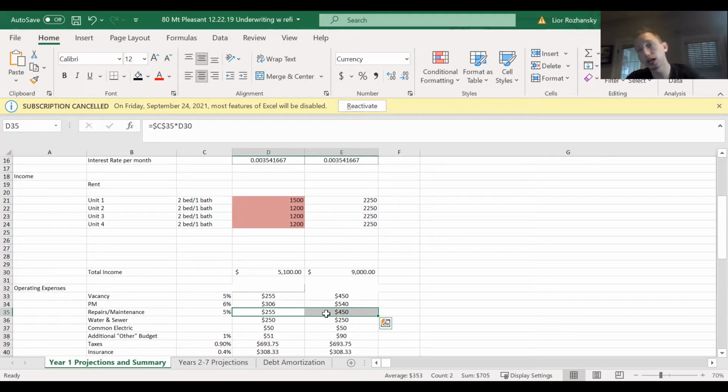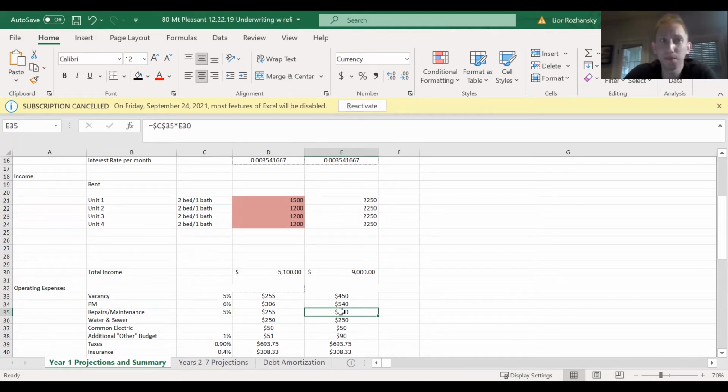Now, if you read books and podcasts, that's what a lot of people do. But if you actually think about it, that doesn't really make sense. It doesn't make sense that I would incur only $250 in maintenance at first, and then all of a sudden, because I am collecting more rent, my maintenance budget is doubling.